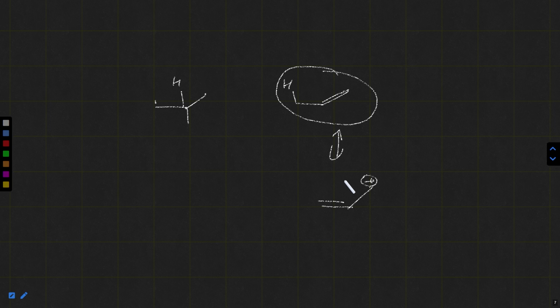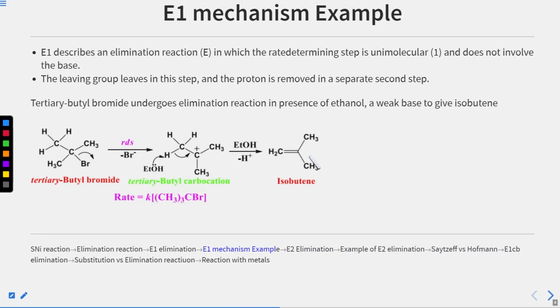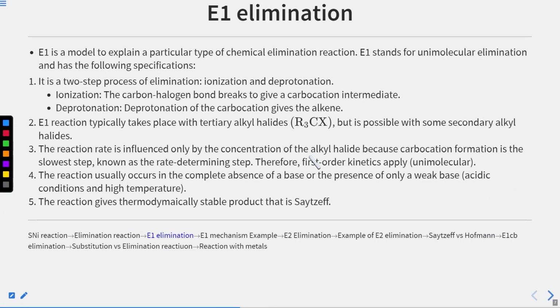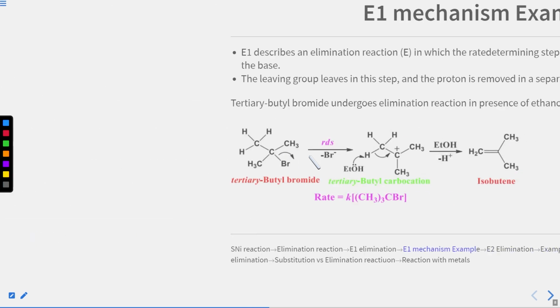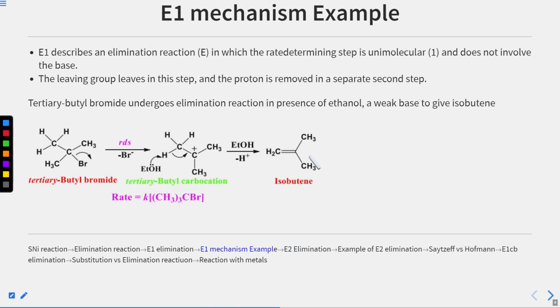And this resonance effect is much more pronounced than your hyperconjugation effect because it involves the complete movement of these pi bonds. And you know, sigma bonds are very strong to break, so their contribution is not that efficient as compared to the pi bonds. Is this clear? Okay, now this topic is over. So we are done with E1 elimination. Now we'll see an example of this E1 elimination.